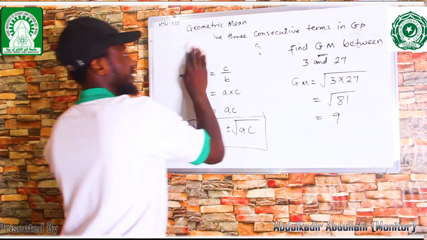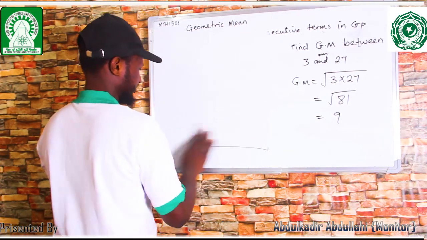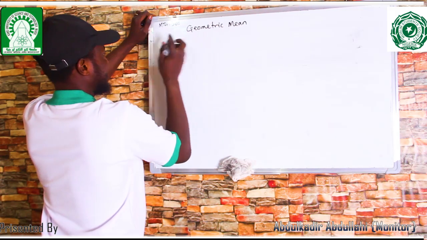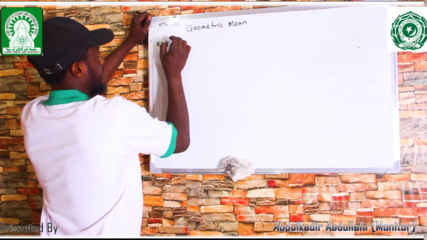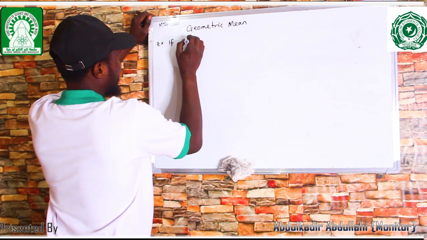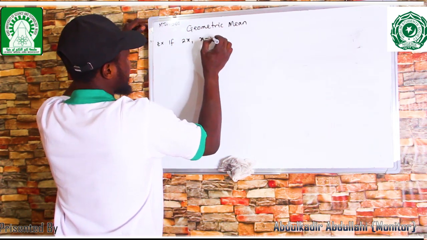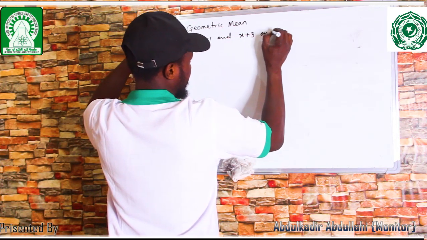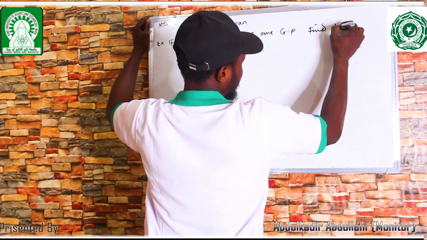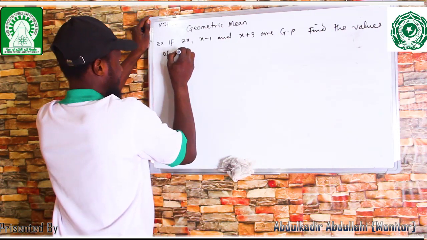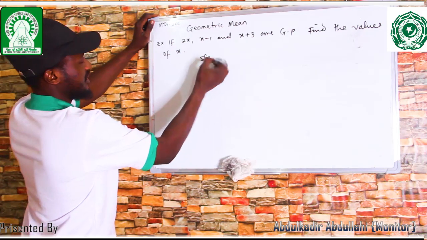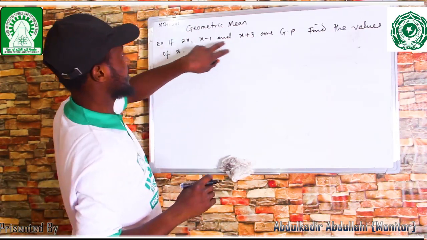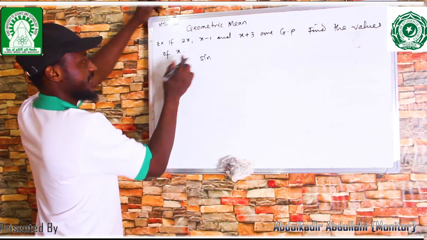Let me just see one example, then we carry on. Now, for instance, assuming we are given some numbers, for example: if 2x, x minus 1 and x plus 3 are geometric, find the values of x. Say these are 3 terms given, 2x, x minus 1 and x plus 3. And the main thing is that they say all these 3 terms are geometric. If they are geometric, find the possible values of x.